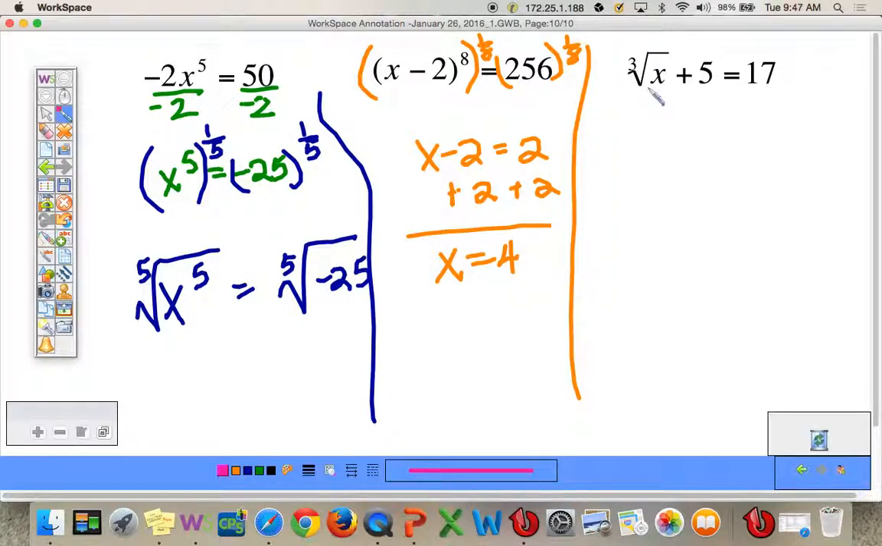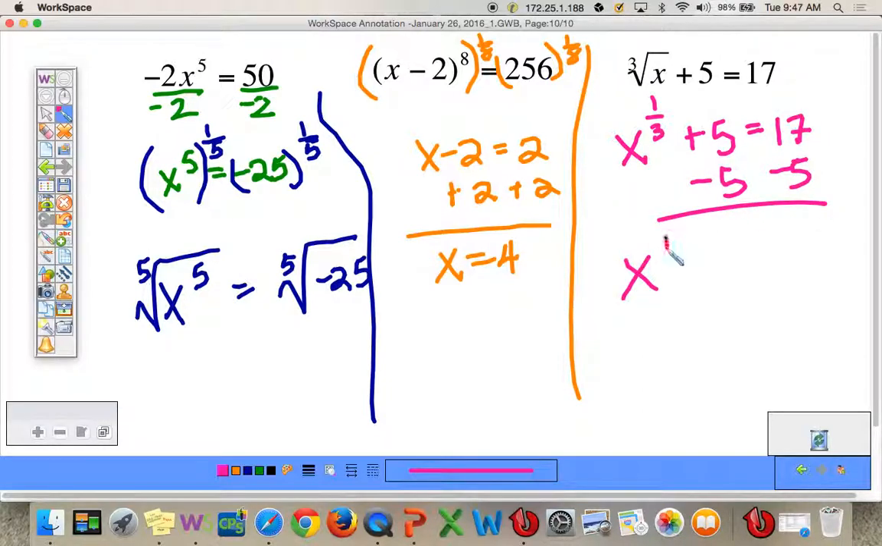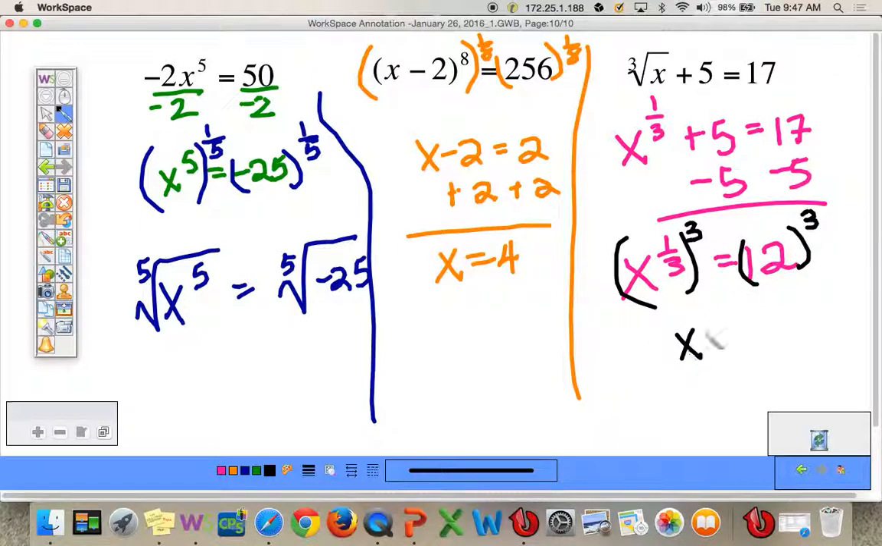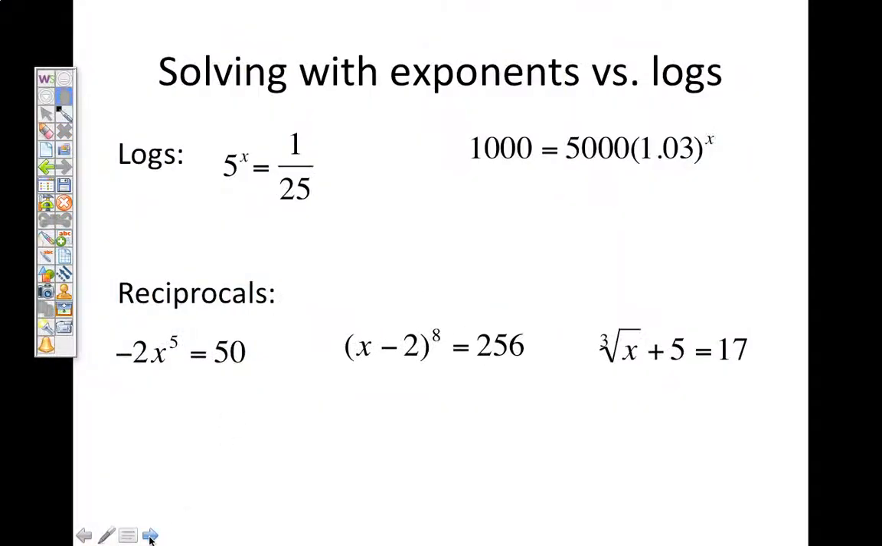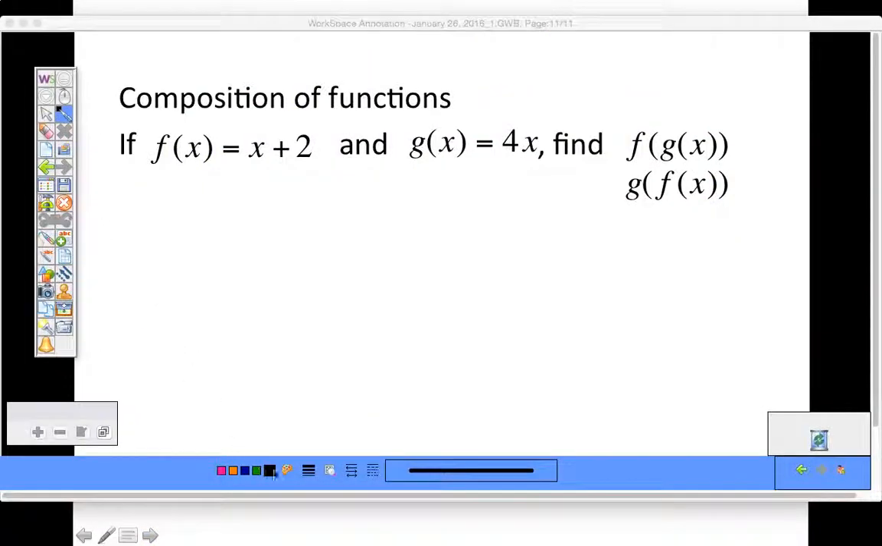All right, for the last one, let's change this to radical form. To change it to radical form, the number on the outside of the radical goes on the bottom, and the number on the inside goes on the top. So this one will subtract 5 from each side first. X to the 1/3 equals 12. And then to get rid of the 1/3 power, we take it to the power of the reciprocal, or take it to the 3rd power. And so x will be whatever 12 to the 3rd power is. 1,728 maybe?